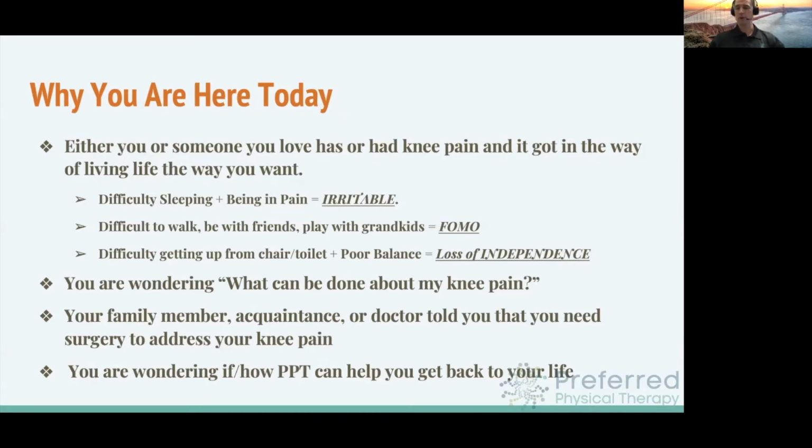So we have FOMO, and FOMO is the fear of missing out. It's a new term that we're using these days. Apparently, I have 4 boys, and we hear that often enough.